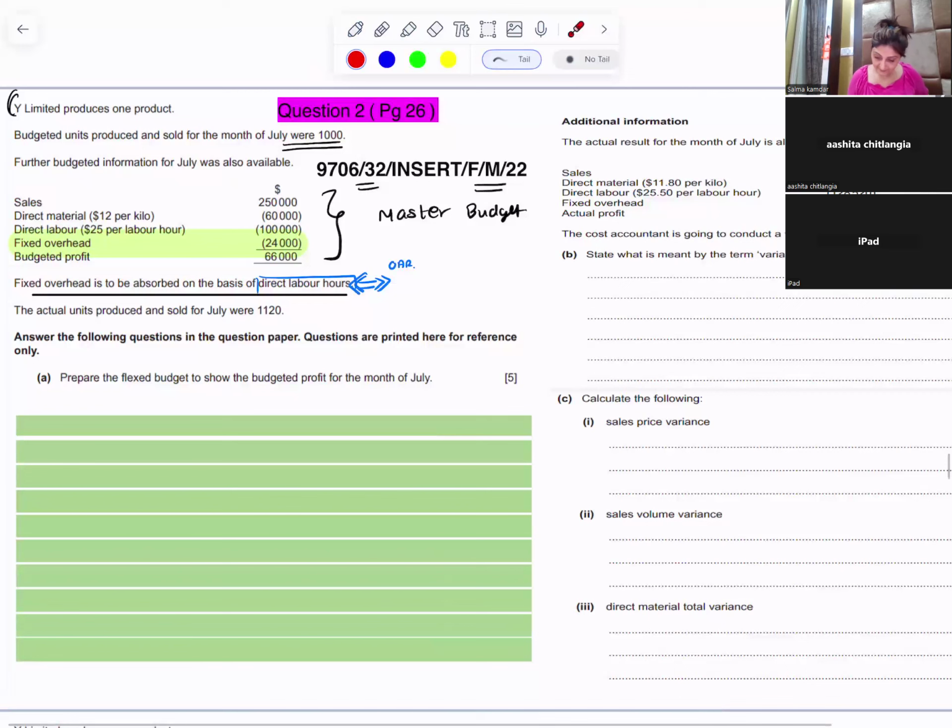The actual units produced and sold for July were 1,120. This is actual. So if master budget is given to you, maybe you are asked to prepare an actual budget or maybe you are asked to prepare a flexed budget. What have they asked you to prepare? Flexed budget. So in the flex budget, what do you do? So in the flex budget, you need to calculate this.